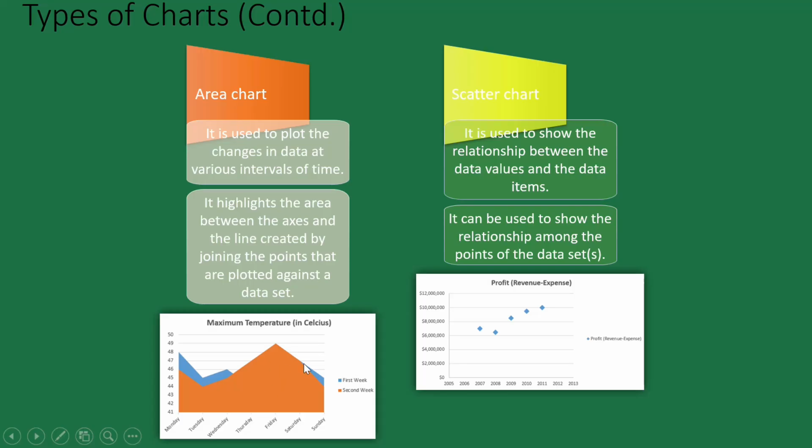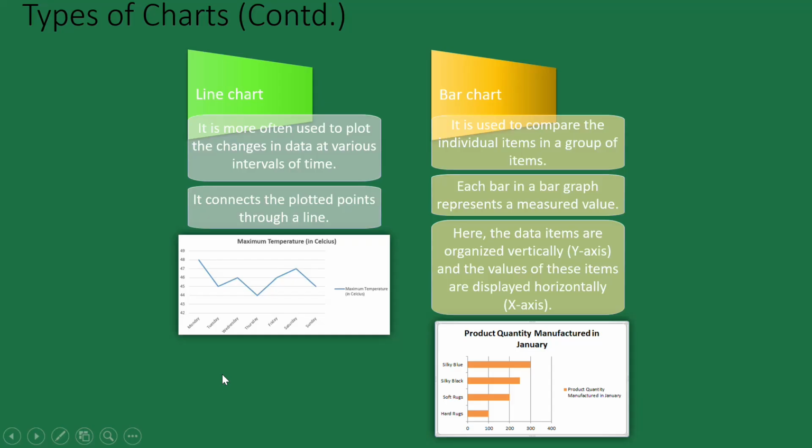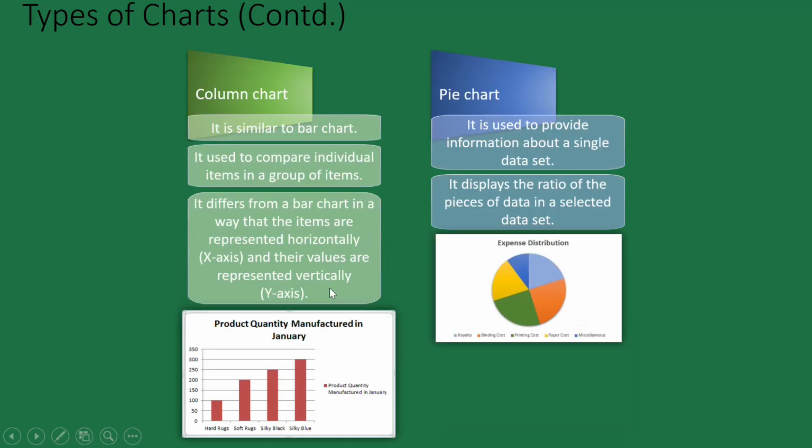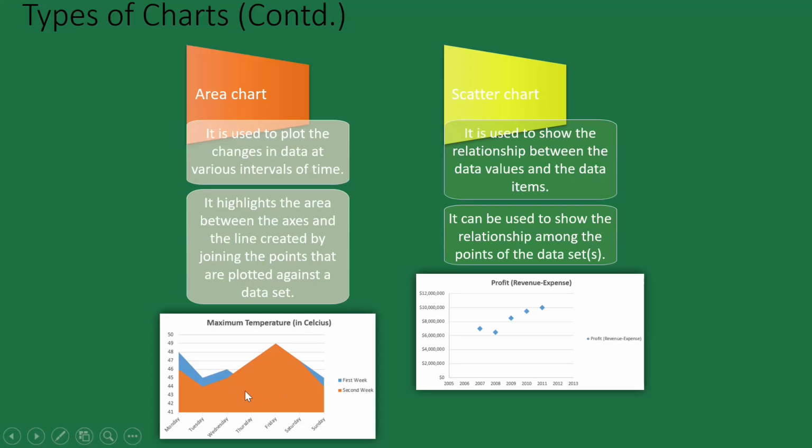So various intervals of time, but here it just highlights the area between the axis. In a line chart, it's not highlighted. You can see, in a line chart, according to interval of time, it is just plotted, but not highlighted. But in an area chart, it is highlighted. That is the major difference between area chart and line chart.